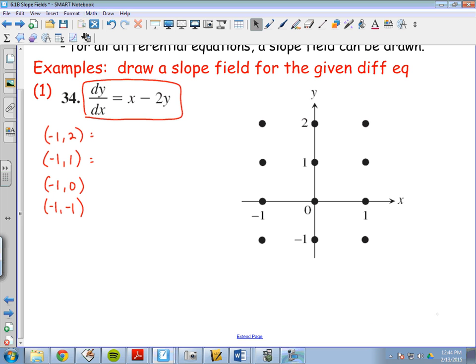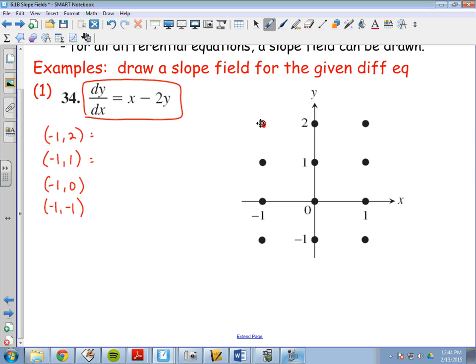This video is going to cover slope fields and how to make a slope field, and how it relates to what we were just talking about as far as finding the general solution given a derivative. So I've got a derivative equation, x minus 2y. A slope field is a graph of that derivative.